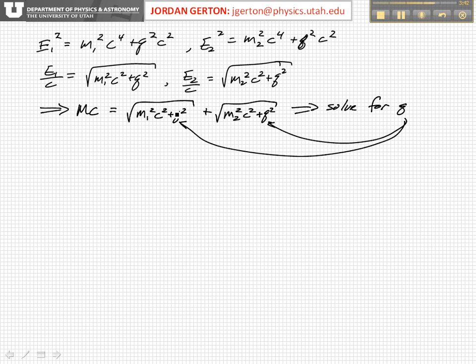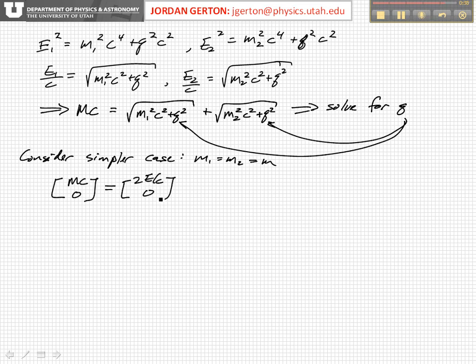But we can consider a simpler case. Okay, so let's consider a less general case, where m1 is equal to m2 is equal to m. So we just consider the case when both of the particles have the same mass. And there we get, again, before the decay our 4 momentum is like this, and after the decay now we have 2E over c and also 0.